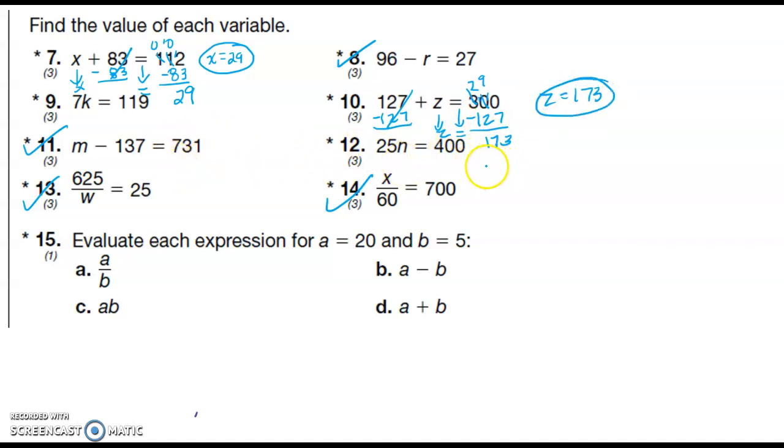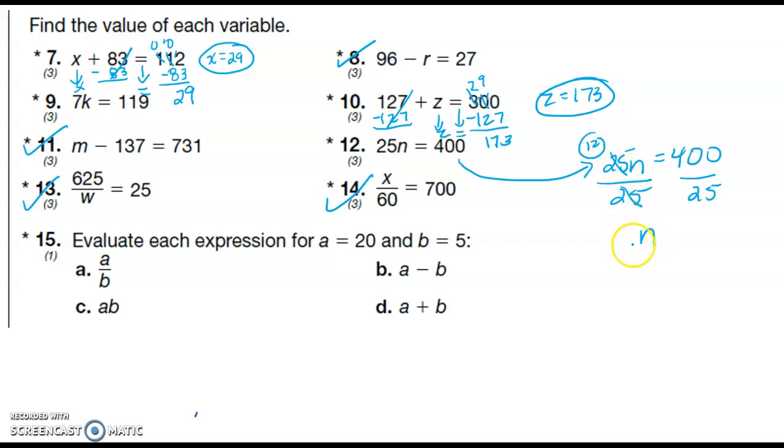All right, let's see which other ones I can do. I'm going to do 12 out here. This is 12. So I have 25 times n is equal to 400. So I'm currently multiplying 25 times n. I need to do the opposite, which is divide, and I have to do it to both sides. 25 over 25 is 1. We normally don't put a 1 in front of our variables. It's kind of an invisible one, but it's still there. If it makes you feel better, you're welcome to do it. Put an equals, and then 400 divided by 25 is 16.